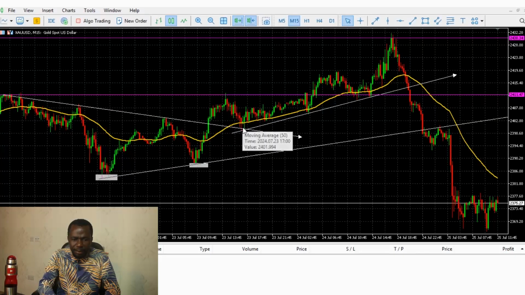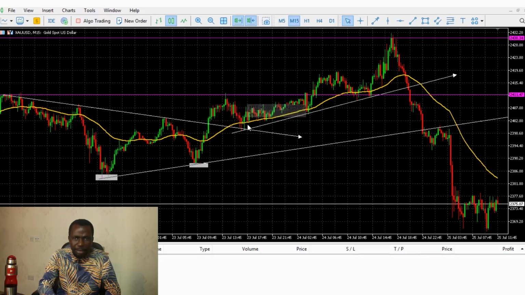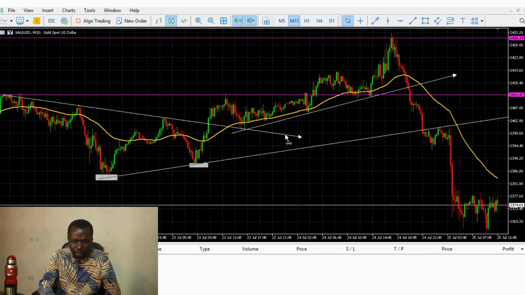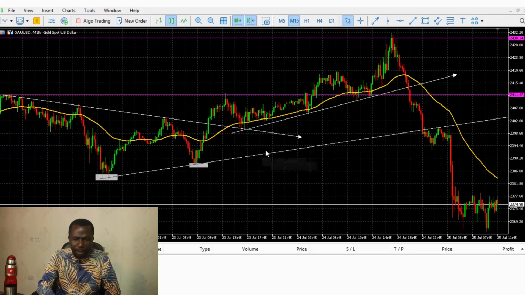So as the price received support from the trend line, the price now rallied up. As the price rallied up, the price refused to come back again to this trend line. In this scenario, we will not be looking at this trend line again. Rather, we are looking to draw a new trend line because this trend line is far away from the price. So we will now draw a new trend line from this low.